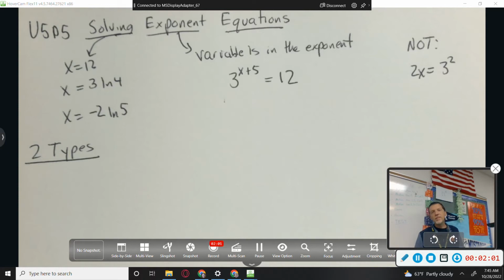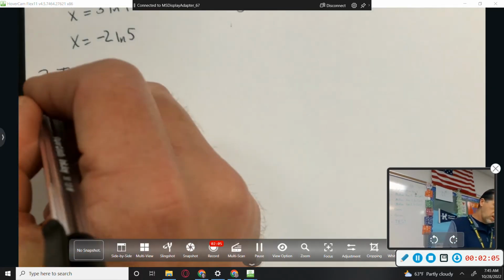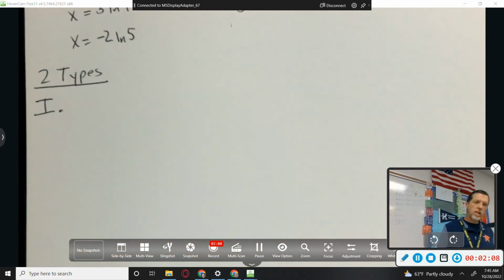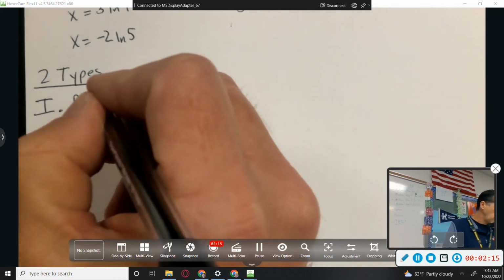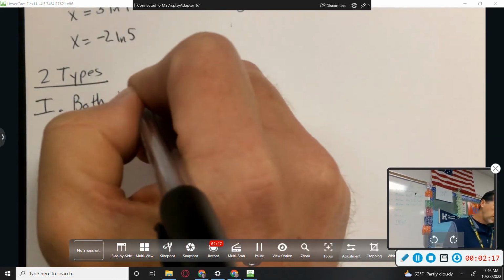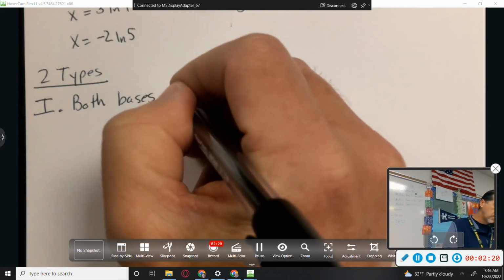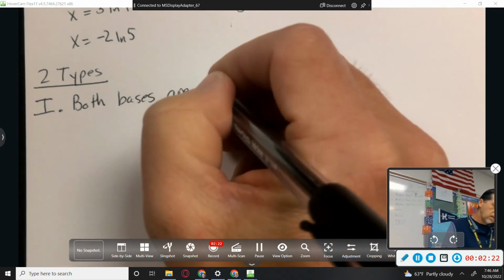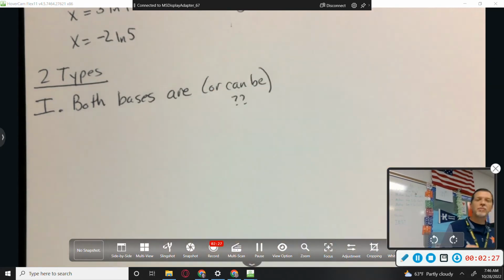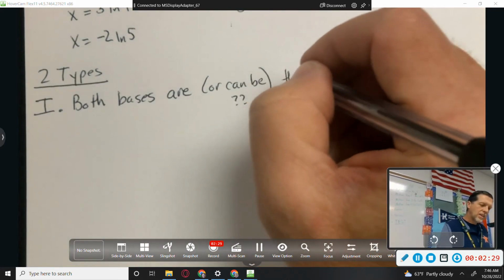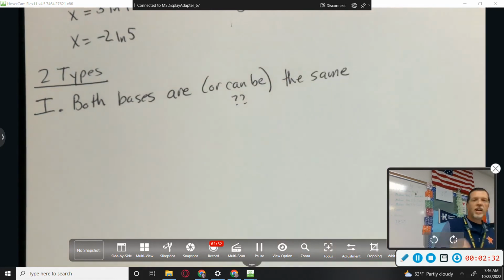All right, there's two basic types of these exponent equations. The first type is if both bases are, or can be, whatever that means, the same. If both bases are the same.